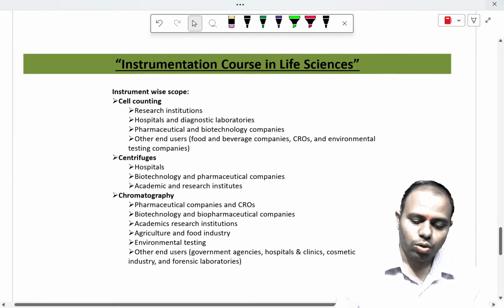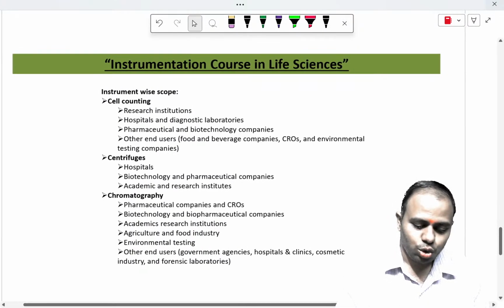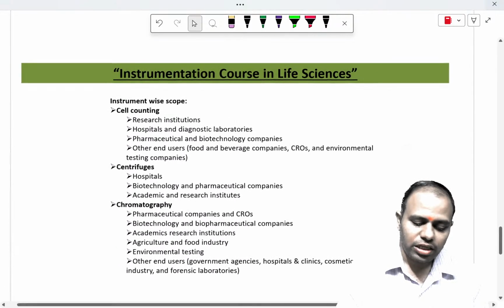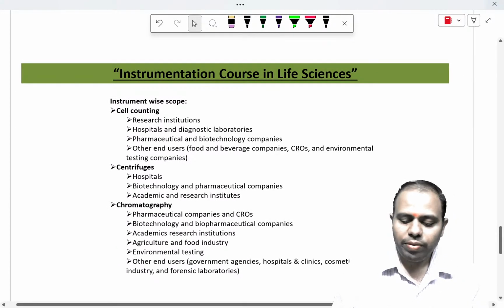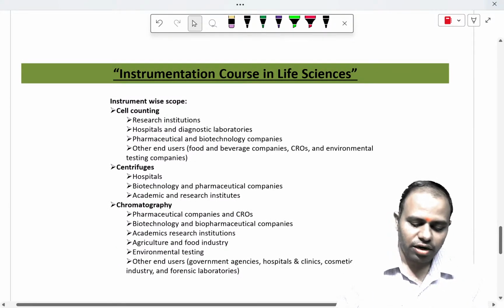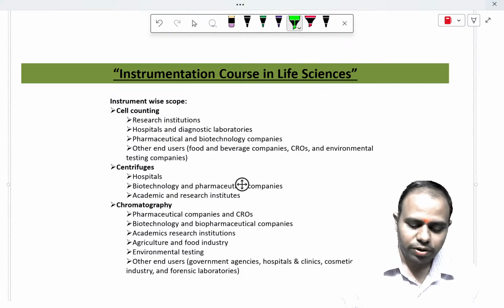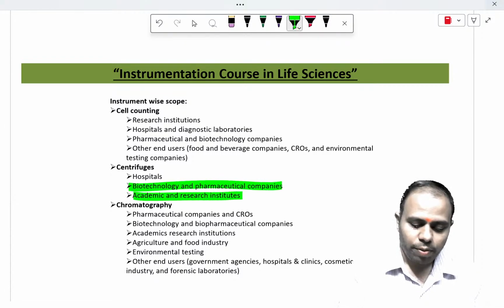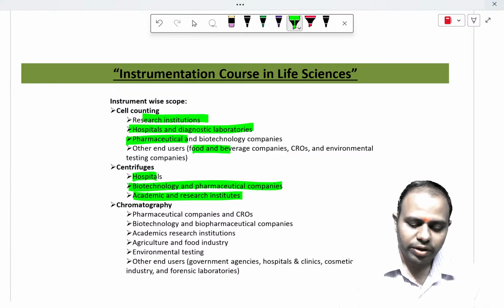The scope of the instrument is given, where the instrument will be used commercially. Suppose a centrifuge is there, then it will be used in hospitals, biotechnological and pharmaceutical industries. Then academic research institutes, hospitals, etc. Cell counting will be there in hospitals, research institutes, pharmaceutical industries, and food and beverage companies.